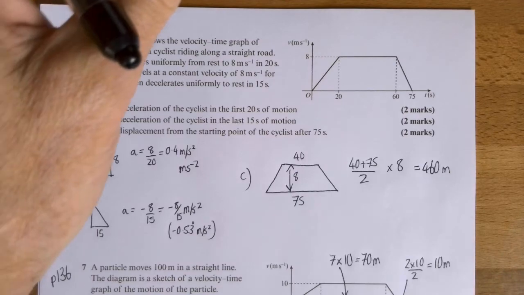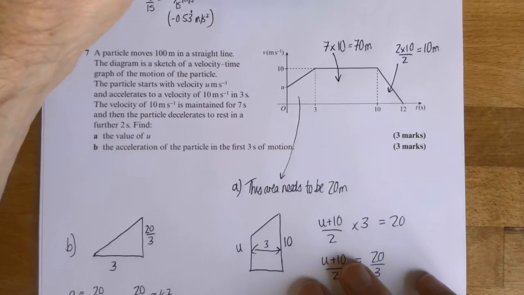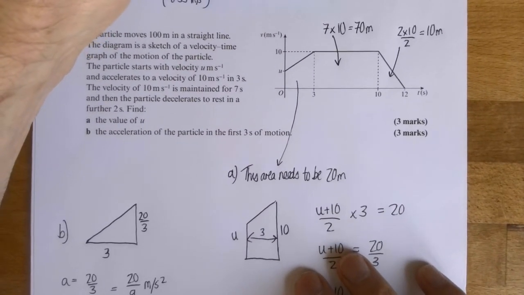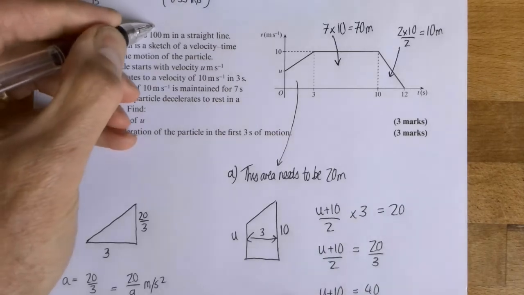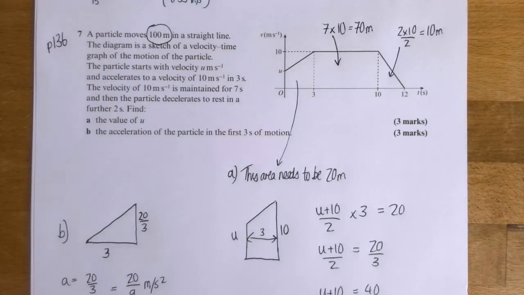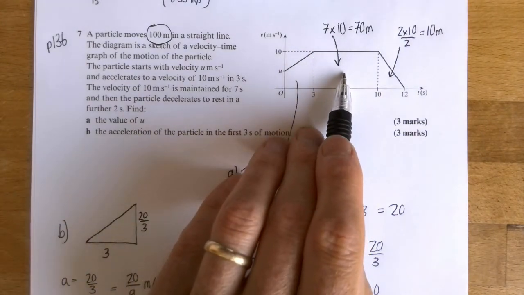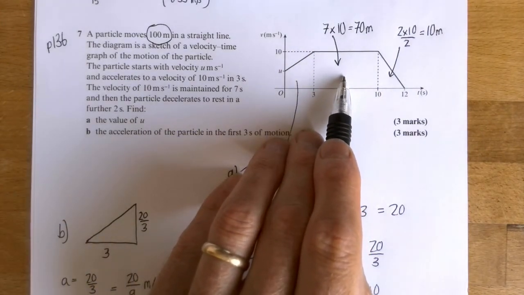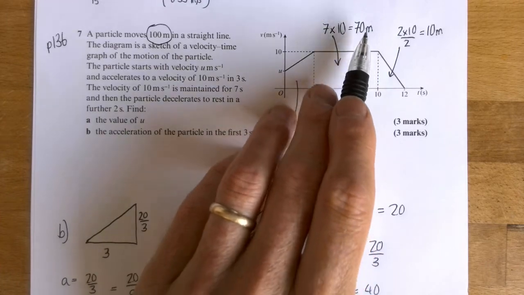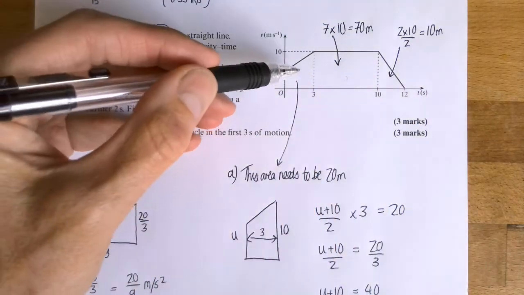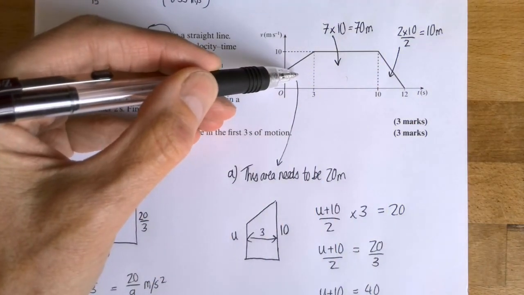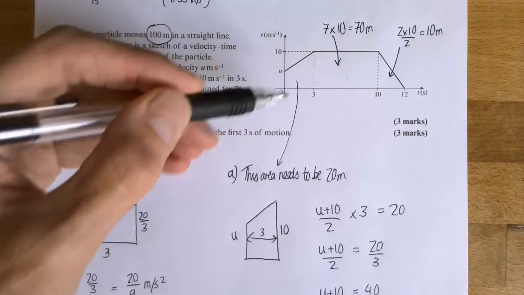And the second one I asked you to do was a little bit fiddlier, but hopefully you were okay. The key was realising that they told you that the journey was 100 metres. So this whole area is 100 metres. So I worked out the two bits that were easy. So the rectangle is 70 and the triangle is 10. So that makes 80 metres. So I knew that this area here had to be 20 metres. And I drew that bit down here.